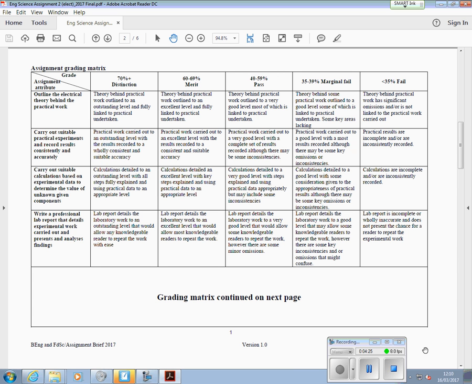Everyone happy with that? And the grading matrix is there for you to read, so you understand what you need to do to get a particular grade for the assignment.